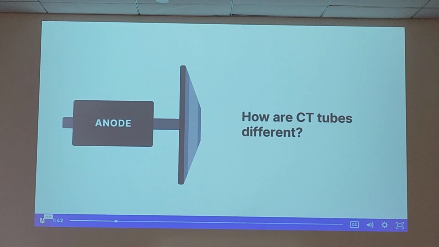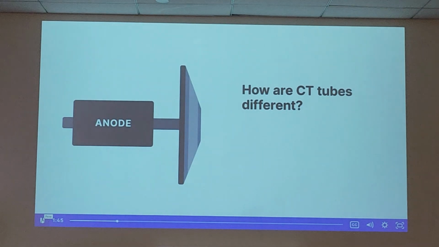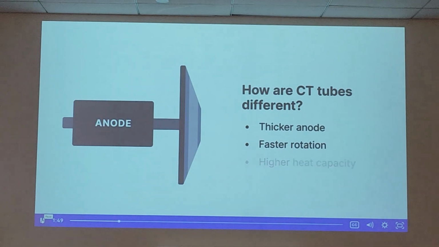CT tubes will accommodate this additional heat need with all of these coming together: thicker anodes, faster rotating anodes, and a unique tungsten alloy with higher heat capacity and faster cooling rates. Those are the characteristics of how a CT tube is different than an X-ray tube.